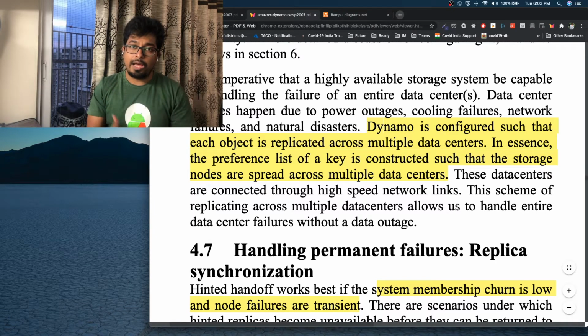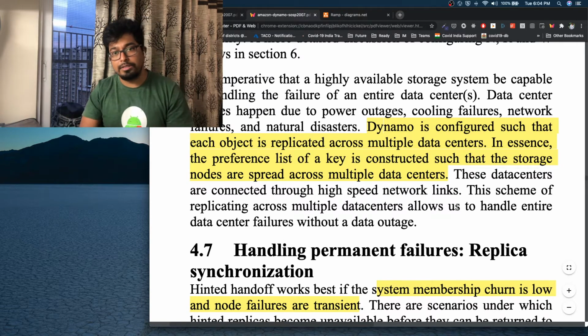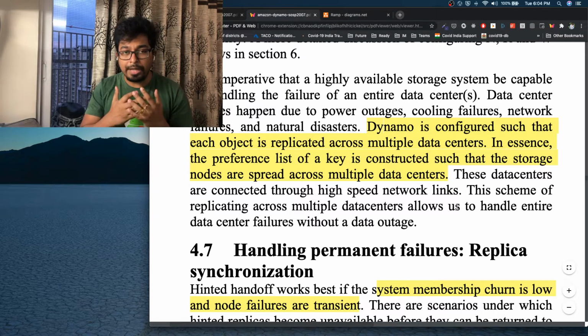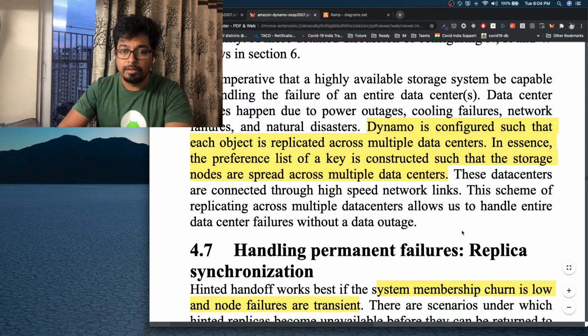So hinted handoff is how we handle transient failures. When a node is restarting, another node serves the request and keeps a hint that it needs to give it back to the original owner. That's what hinted handoff is. But what happens when there are permanent failures? Let's say the entire disk went for a toss or the system just failed and was not coming back.